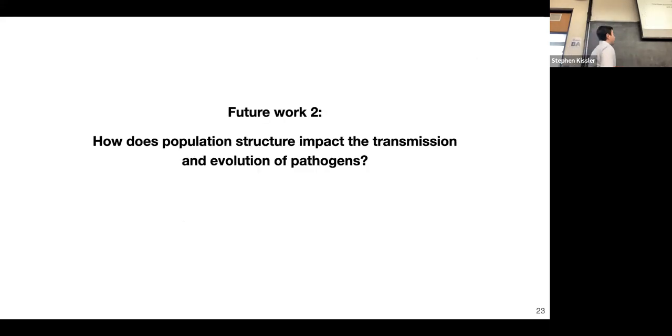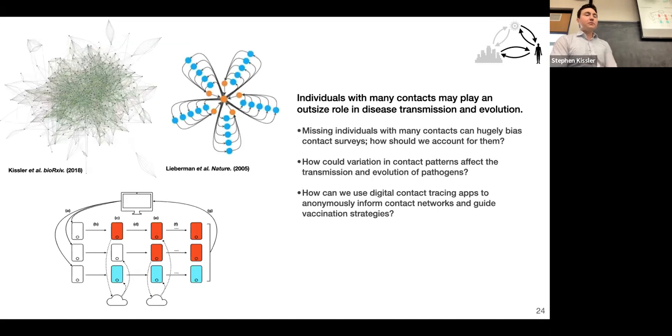A second area of work, expanding now a little bit, has more to do with human behavior and thinking about how population structure impacts the transmission and evolution of pathogens. So again, this is the network that we came up with from that Hazelmere study with the BBC. There are a lot of different ways that we can start thinking about interpersonal contacts and how they impact both the spread and evolution of disease.